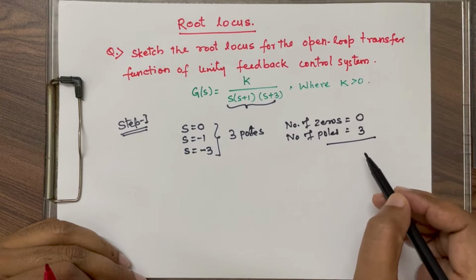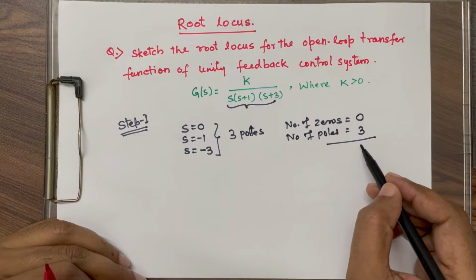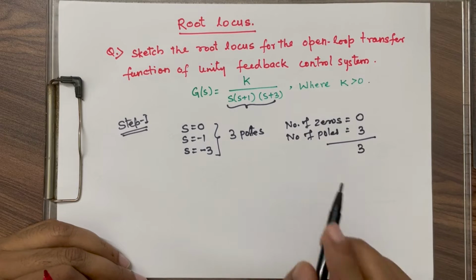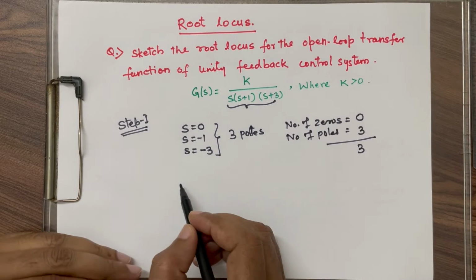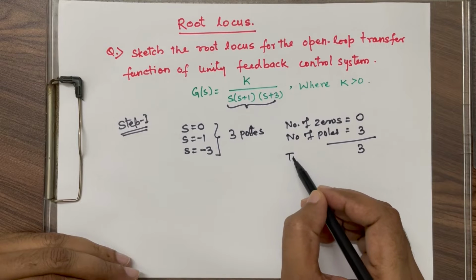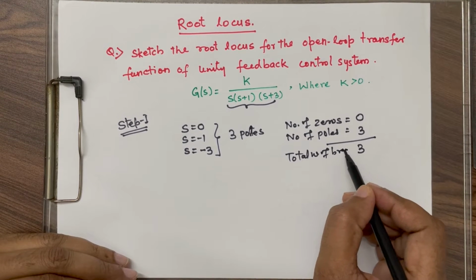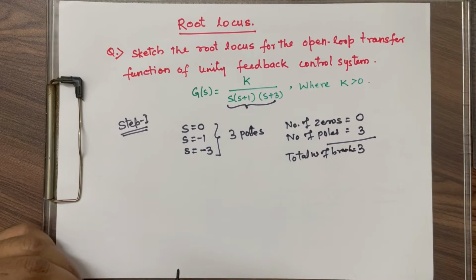So the total number is 3 and also the maximum number of poles is 3. The total number of root locus branches will be 3. That is, total number of branches equal to 3.